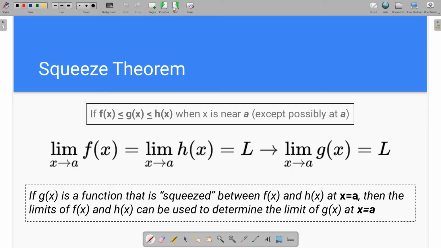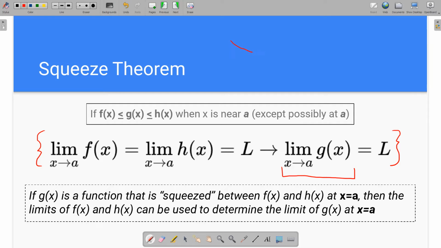So squeeze theorem. Squeeze theorem is a pretty niche topic. It'll come up usually once, maybe, on AP exams, but essentially what the squeeze theorem says is that if f of x is less than g of x is less than h of x, when x is near a, except possibly at a, then this right here is true. And it's much easier to conceptualize this as just saying you've got one function, in this case our g of x, that is going to be squeezed between two other functions, f of x and h of x here.